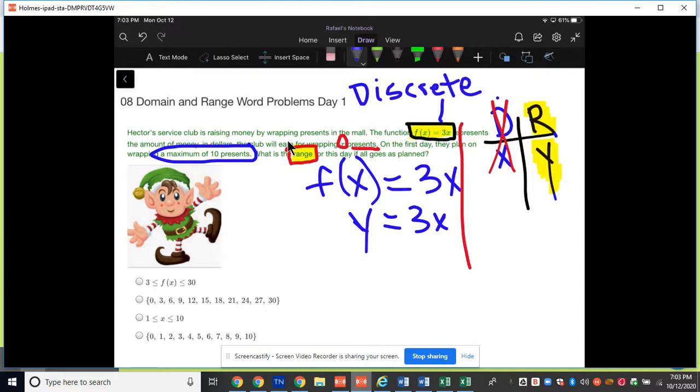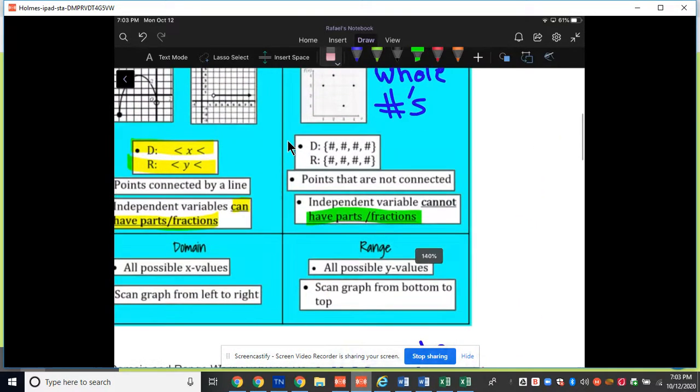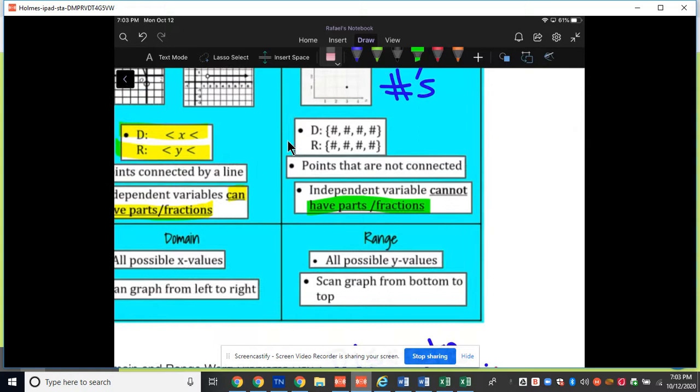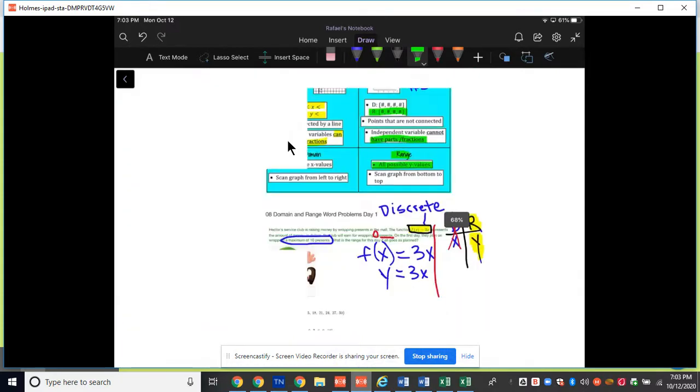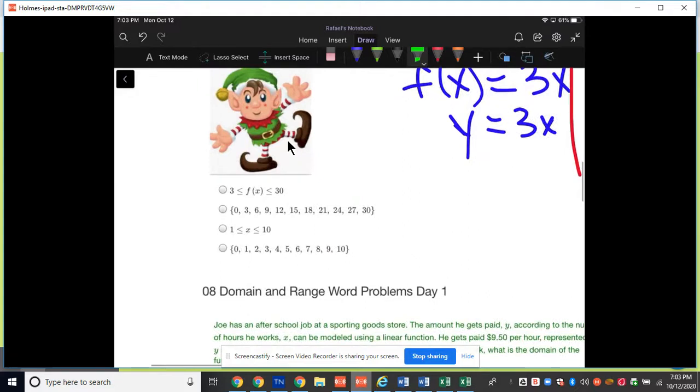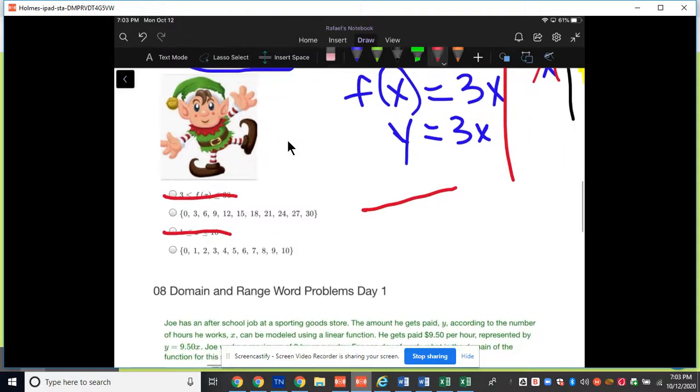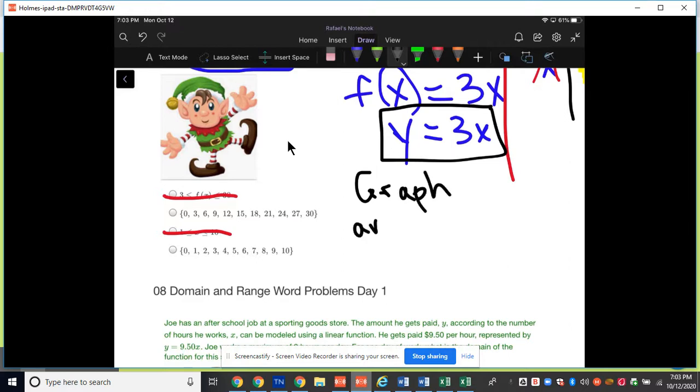And so now that we know it's discrete, let's take a look up here at how the range should look. It says it's all the possible y values for the range. And look, it's going to just be a list of numbers with commas. All right, so since we know it's going to be a list of numbers with commas, guess what? You can eliminate the first choice and the third choice. There are no inequalities. And then we're going to go ahead and graph this equation. Okay, so right here, we're going to graph on the calculator and check the table.